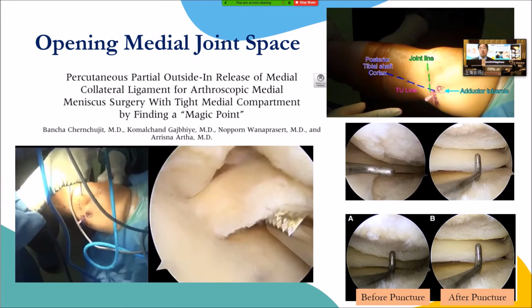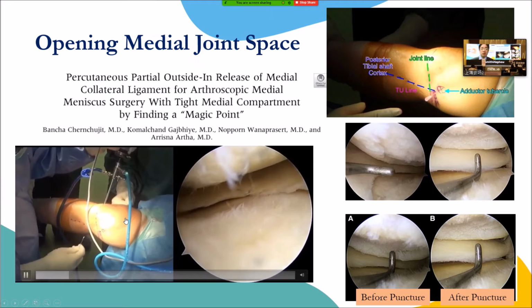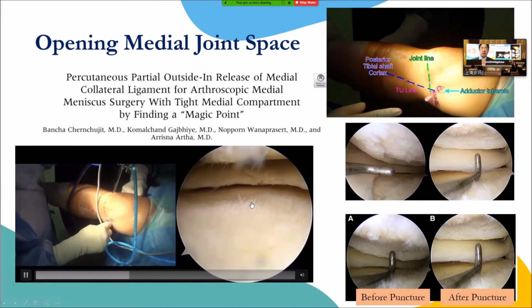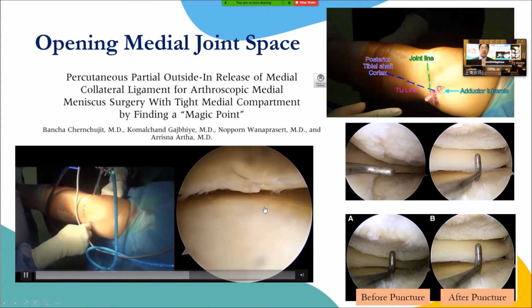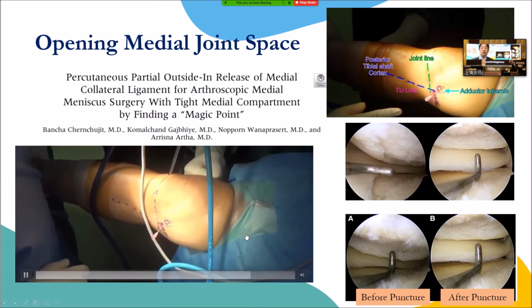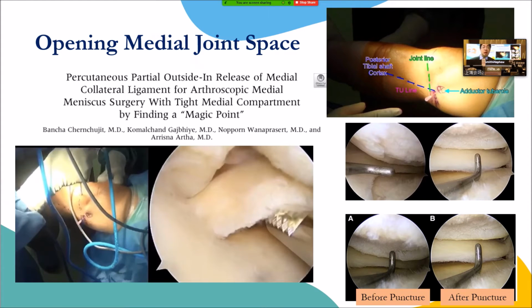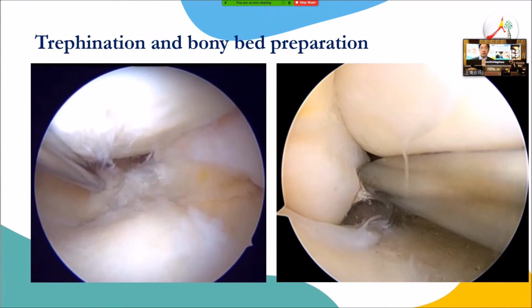If you open the joint wide enough, you have space to work. I have seen many patients where the joint space was not released adequately, and they created a lot of cartilage damage in the surgery. See again, put the number 18 needle, touch the point, then the joint will open, popping suddenly. This is what we call the magic point. You can read my article in Arthroscopy Techniques journal.